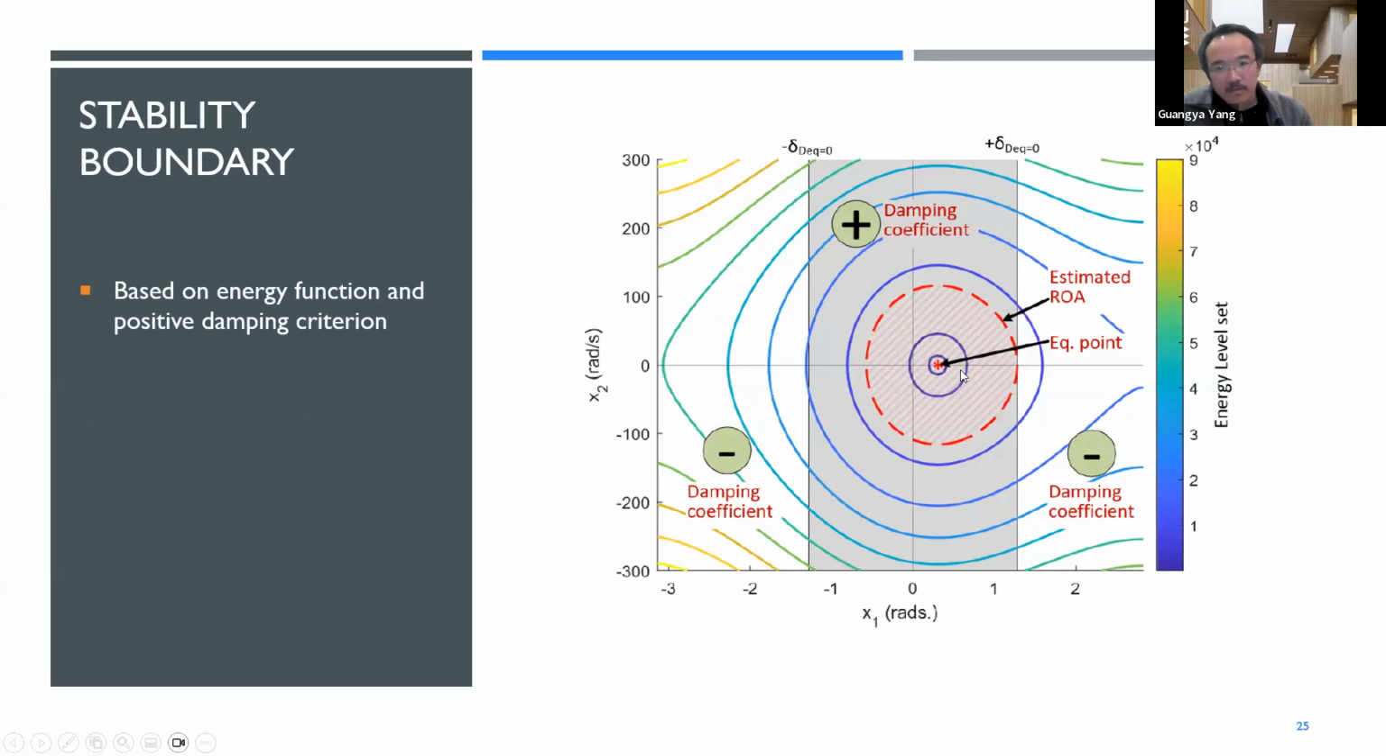Of course, it doesn't mean that outside here the system is not stable, because if you use the equal area criterion, you have a larger ROA than this one. But here it is the most conservative estimation of the ROA.